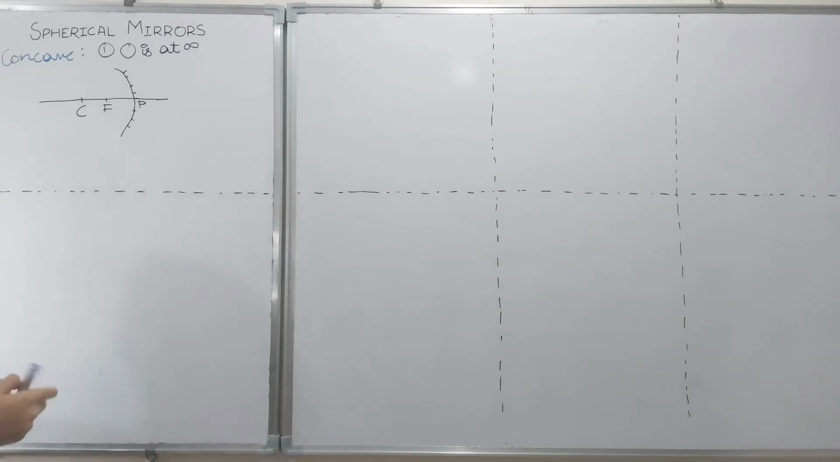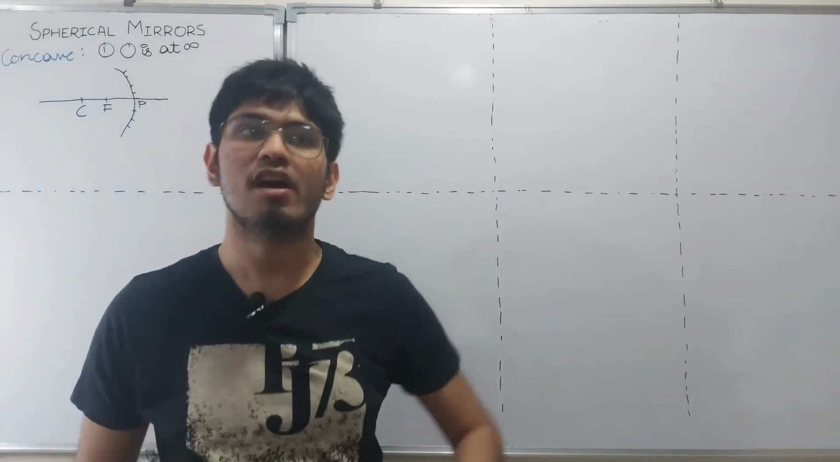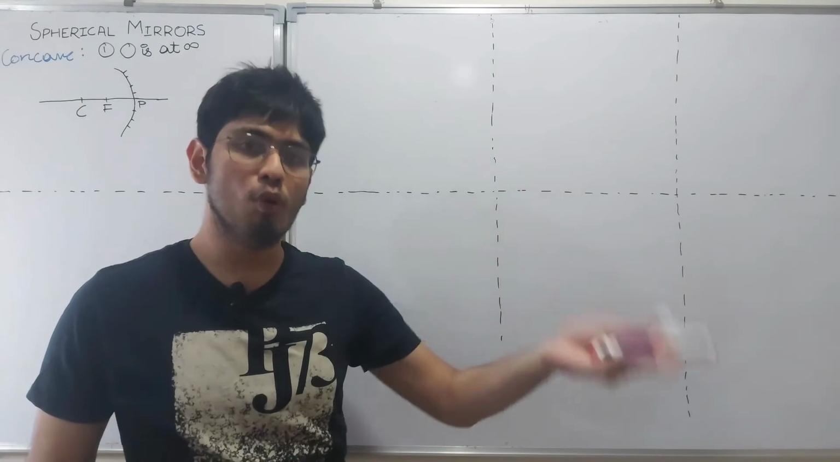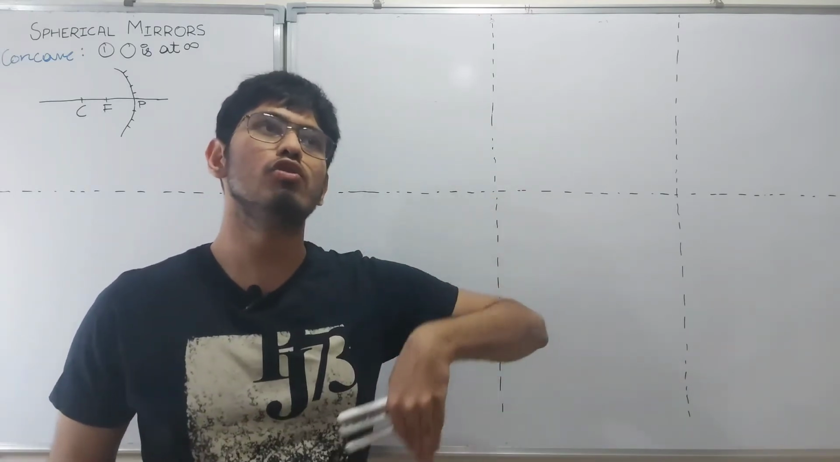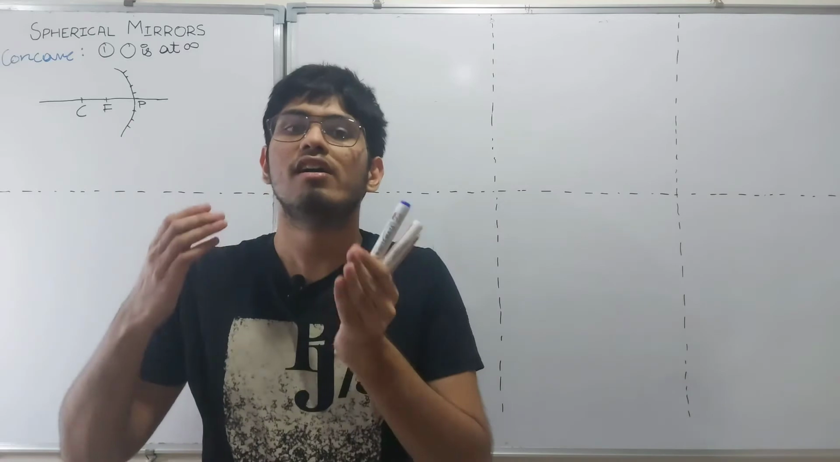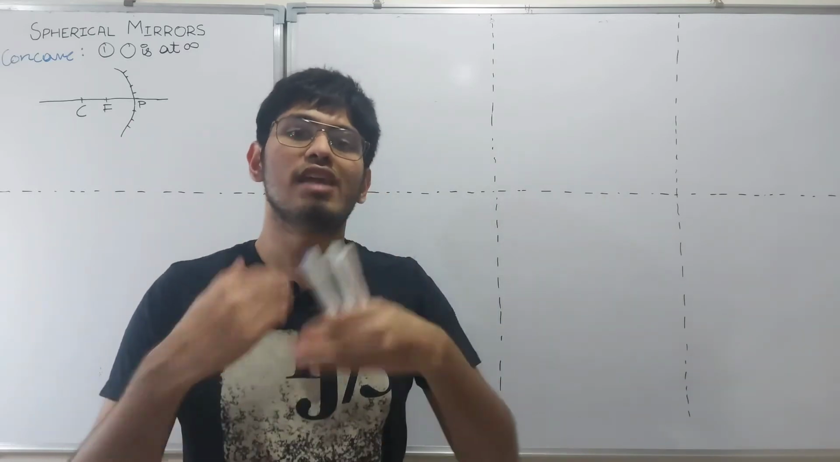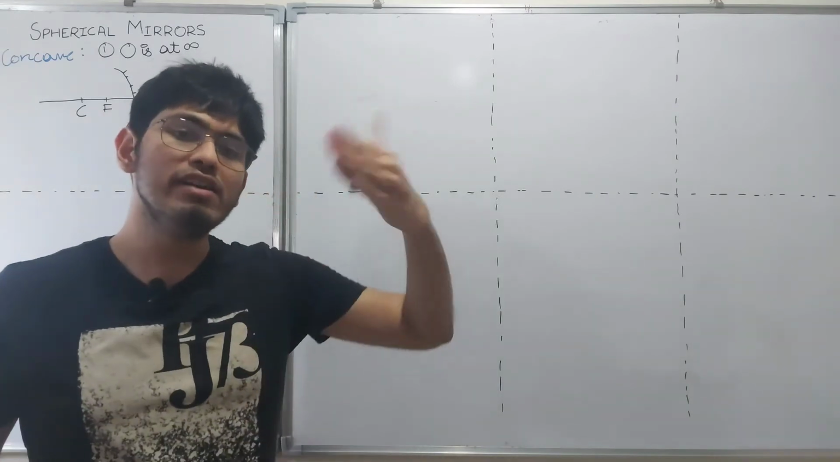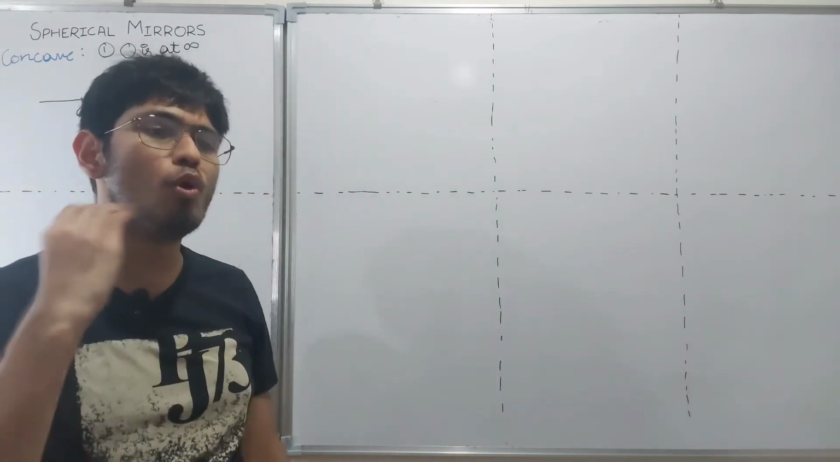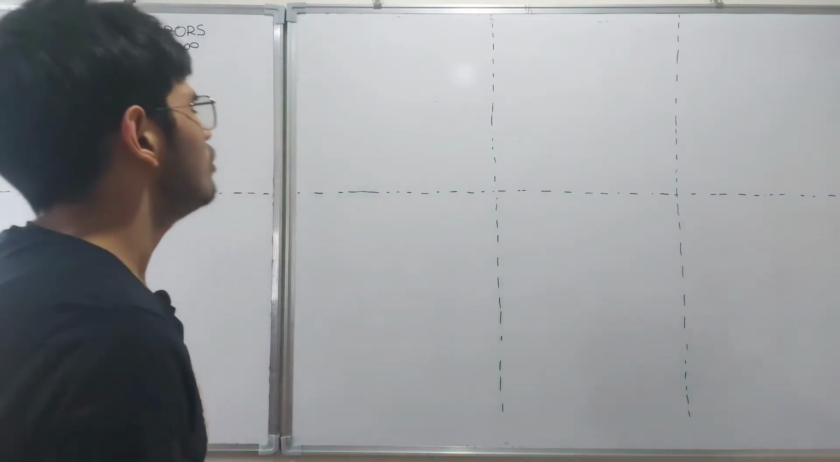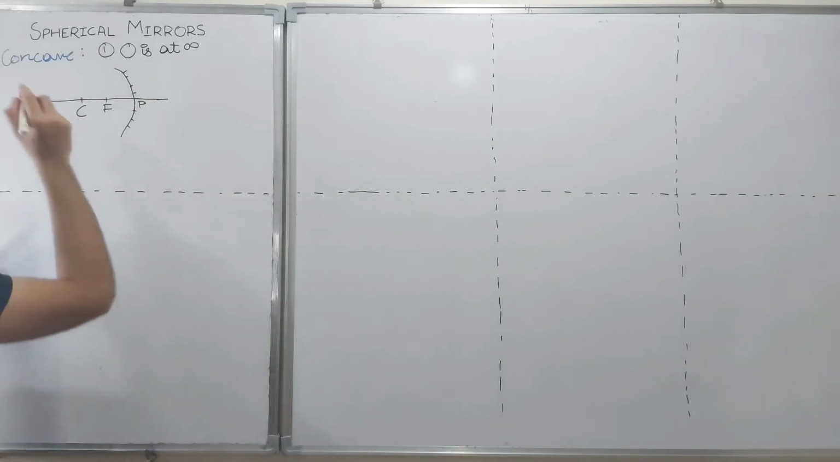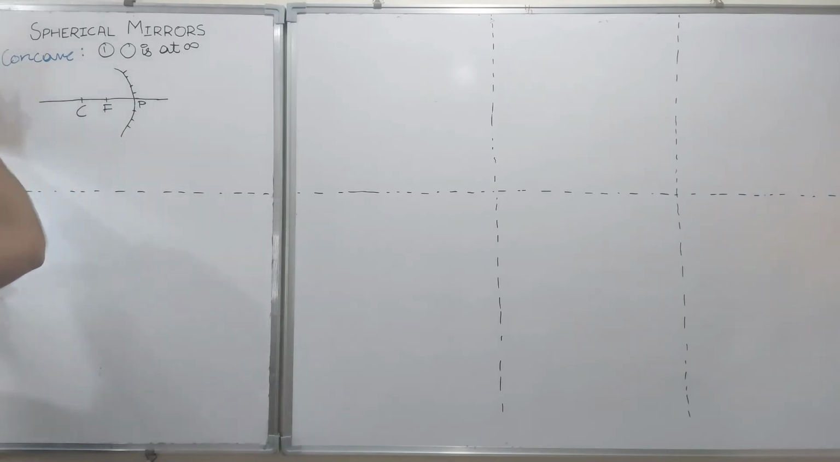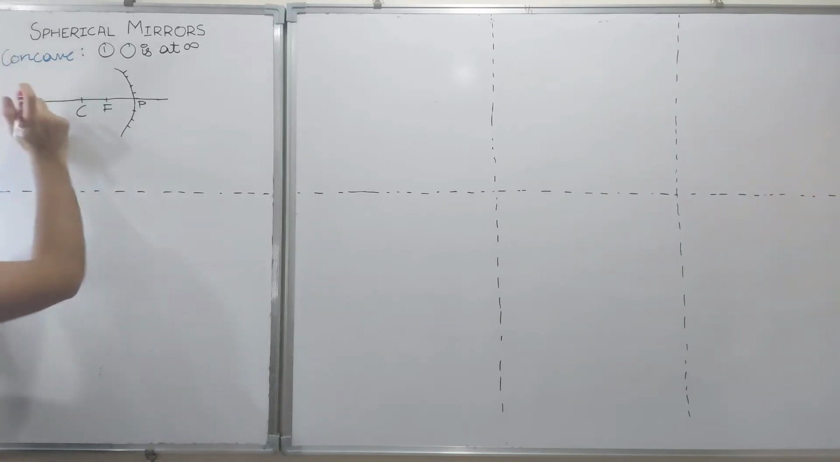Now what we are doing, we are taking the object at infinity, means the object is present somewhere over here. We don't know where the object is present. We don't know whether it is in Mumbai or Delhi, 100 meters away, 1000 meters away, 2 kilometers away, 1000 kilometers away. We don't know anything about the object, not even its size. So we are going to take the object somewhere at infinity.